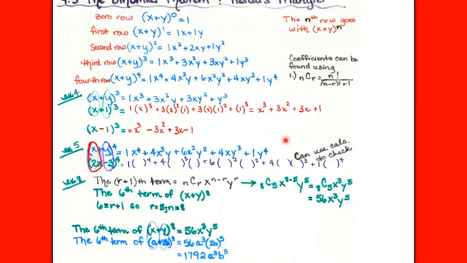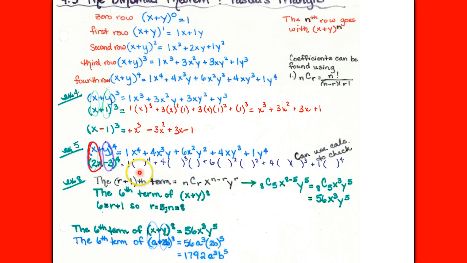In this case, they asked me 2x minus 3 to the fourth. That means I'm going to go back and I'm going to put 2x in the place of every x, and I'm going to put negative 3 in the place of every y. So let's do that. Let's put 2x in the place of every x for starters. All right, so I'm going to come over here. I've still got those coefficients, 1, 4, 6, 4, 1 that we got from the fourth row of Pascal's triangle. So let's go through and let's put 2x in for x.